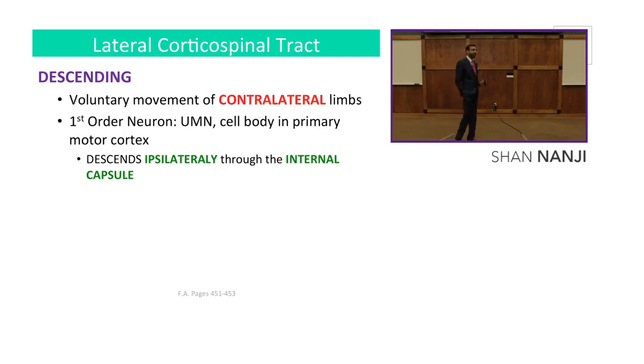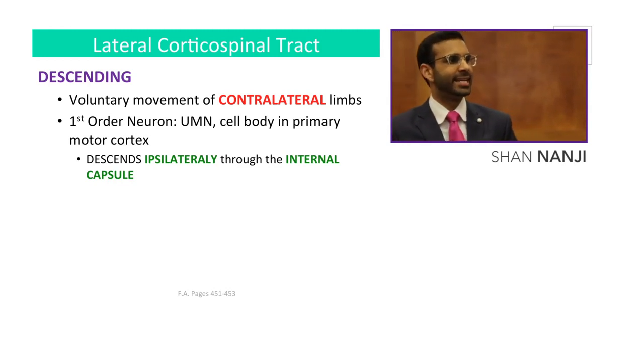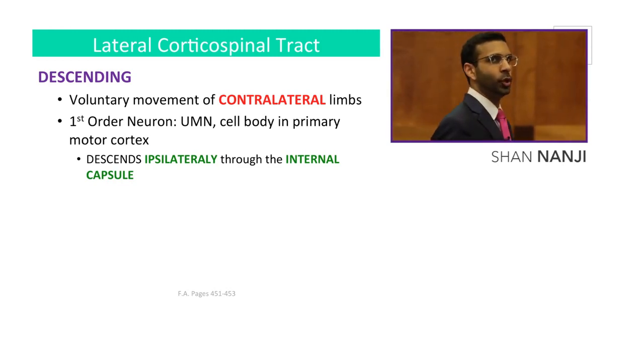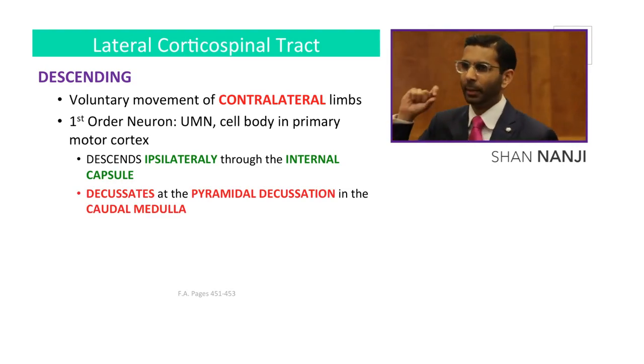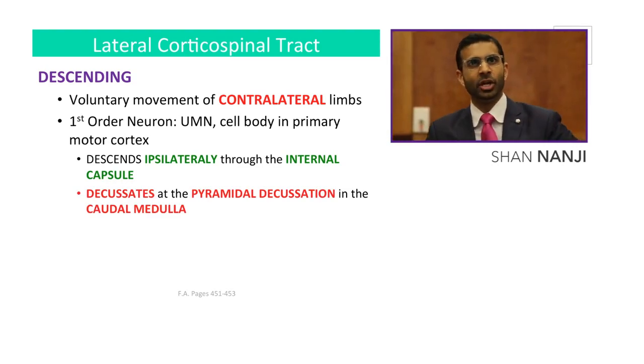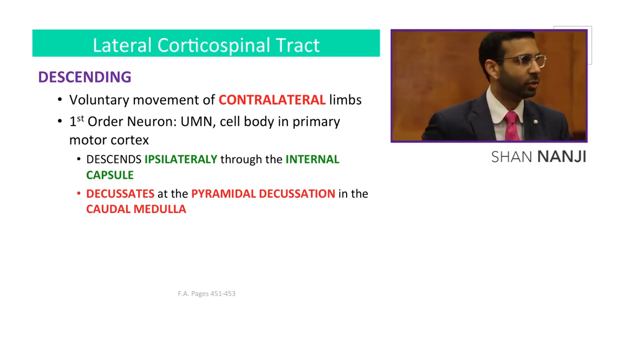Is descending ipsilaterally through? Internal capsule. The first order neuron is descending ipsilaterally, like we said, through the internal capsule. And now it's decussating at the pyramidal decussation, which is in the caudal medulla.